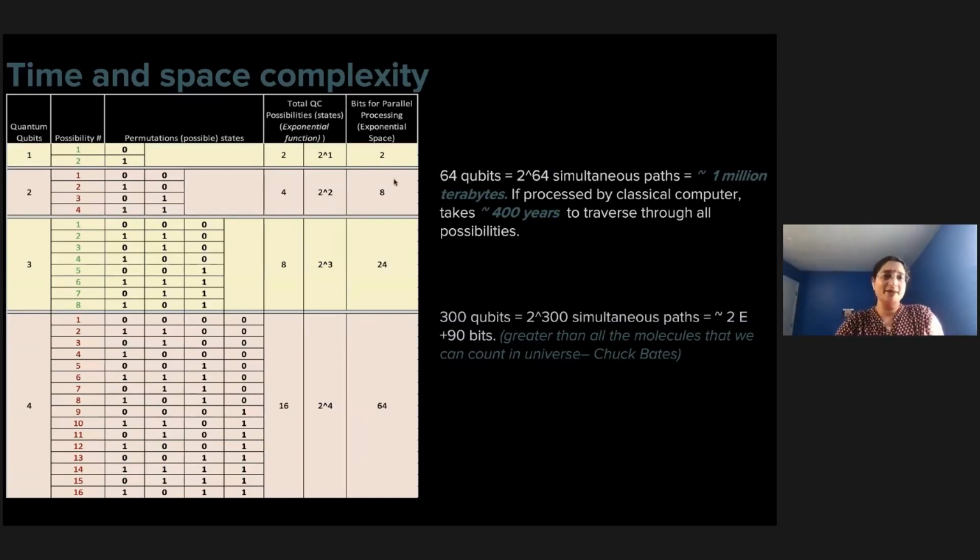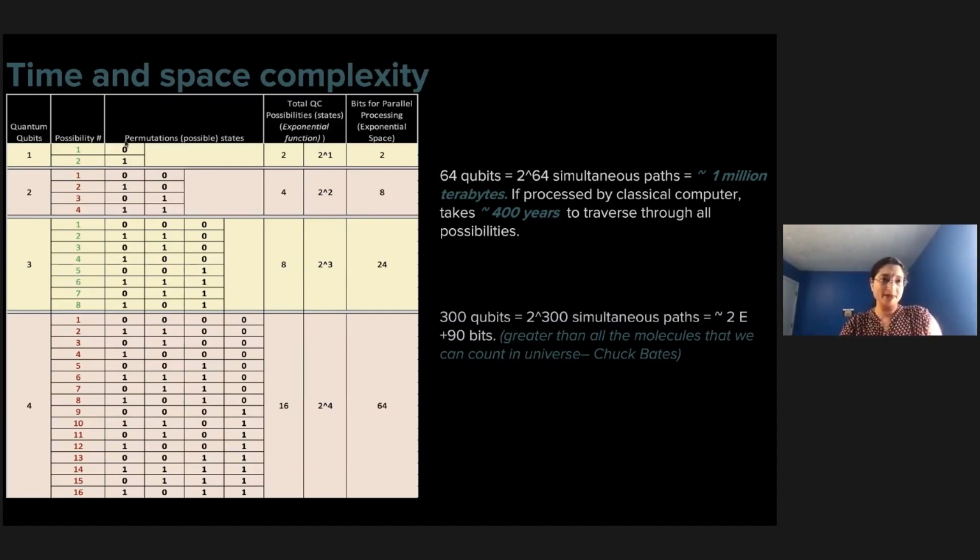To explain that, I made this table. The leftmost column shows the number of qubits, like 1, 2, 3, 4. And the right column shows the number of equivalent bits if you have to represent the qubits in the classical way using bits. And how I arrived at this calculation is what the middle column explains.